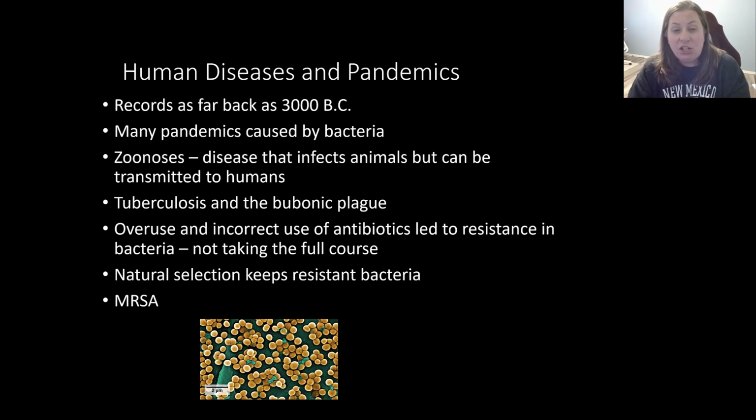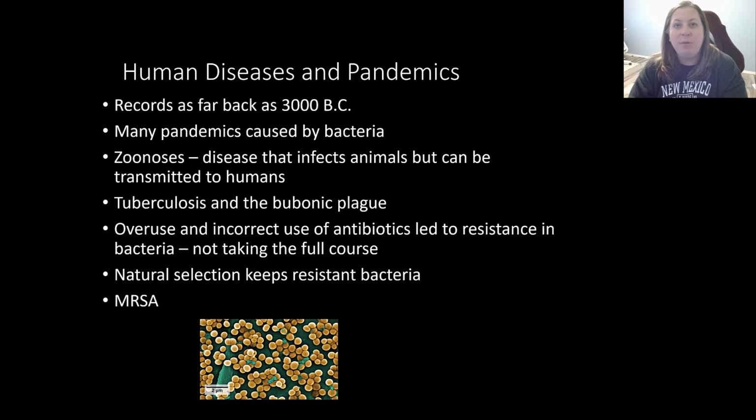Now, an issue that we have and what can create more pandemics for us is the overuse and incorrect use of antibiotics. When antibiotics were first discovered, we thought they were like the magic pill and they cured everything. We thought that they could help us overcome pretty much all illness. We were wrong. And because we used it for everything, we created a lot of bacteria that was antibiotic resistant.